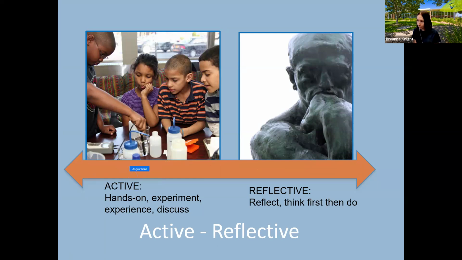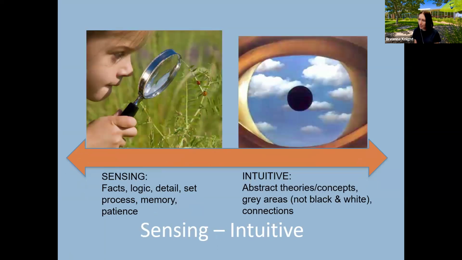All right. Our next one is sensing or intuitive. Someone who's a bit sensing, I like to think of this as someone who likes to use all their senses, so their sight, taste, hearing, all those things to investigate. These people often like facts, logic, things they can see, feel, touch. Someone who's a bit more intuitive is pretty comfortable with theories, abstract concepts. They're okay with not living in the black and white.